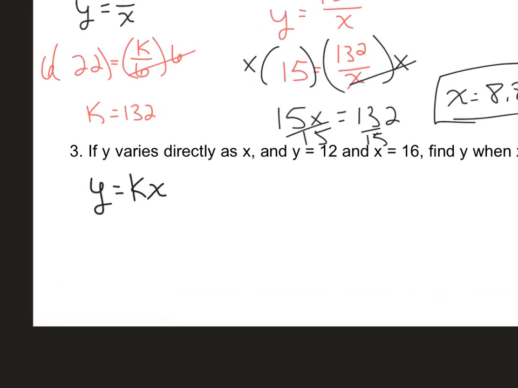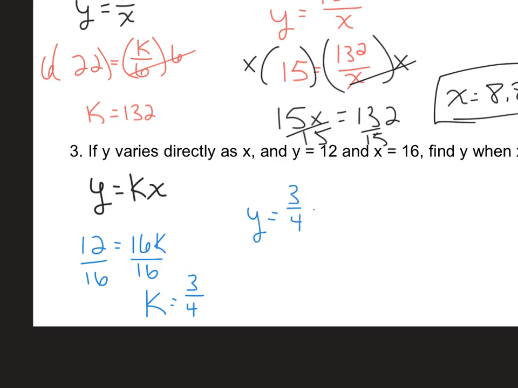It says y is 12 when x is 16. So 12 equals, and I'm just going to do 16k again. Just write it like that. I'm going to divide both sides by 16. 12 over 16 simplifies to 3/4. You might have used 0.75. That's okay. Y equals 3/4 x.